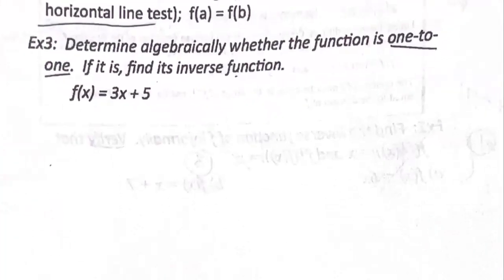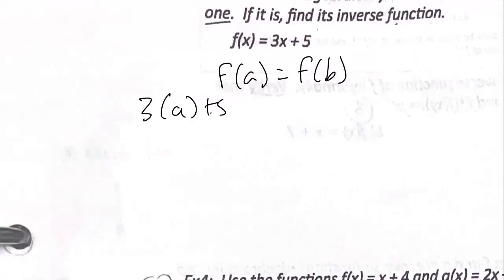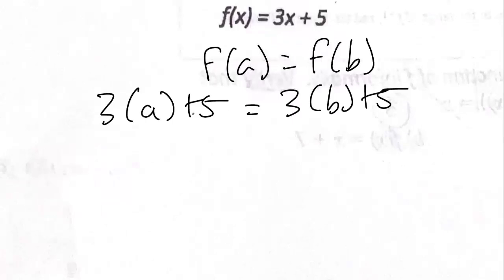So let's do the next example. It says determine algebraically whether the function is one-to-one, and if it is, find its inverse function. So in order for it to be one-to-one, you're going to use f of a is equal to f of b. This means you're just going to plug it in. So 3 times a plus 5 is equal to 3 times b plus 5. When you want to find one-to-one, you plug in a for the function on the left side, and then b for the right side. You're just substituting. So we have 3a plus 5 equals 3b plus 5.